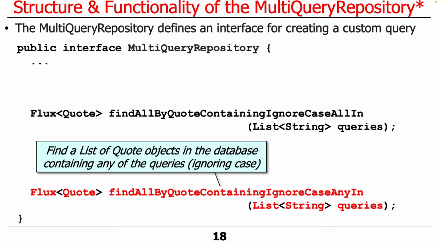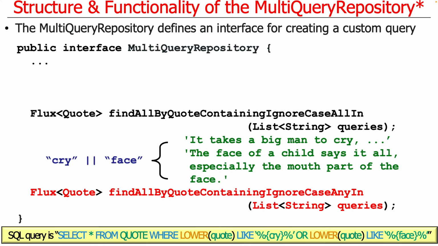The second version is very similar, except this time it's going to look for any as opposed to all. So it's going to find quote objects in the database that contain any of the queries in this list, ignoring the case. Here's an example similar to before. If you look for all the quotes that contain either cry or face, then you'll get a match for It takes a big man to cry, and it also matched The face of a child says it all, especially the mouth parts of the face. And the actual SQL query that corresponds to that is almost identical to the one before, the difference being that it has an or here as opposed to an and.